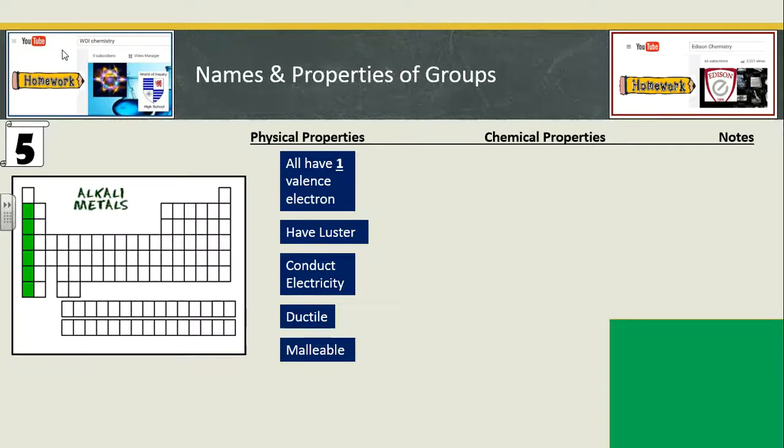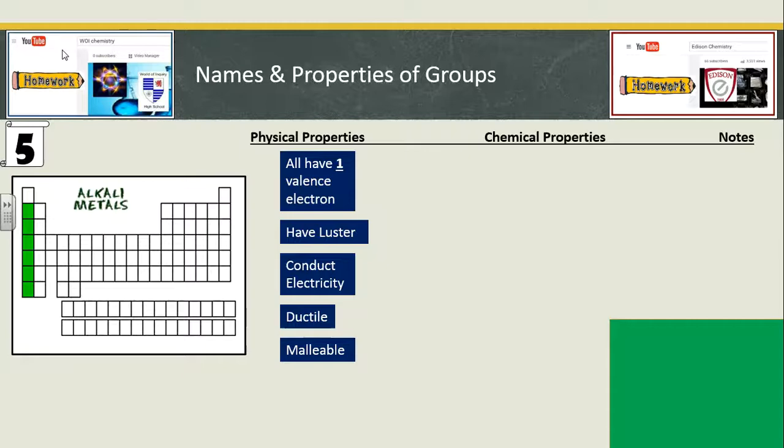Luster means shiny. Conduct electricity, you know what that means. Allows electrons to pass through. Ductile means to draw into wire. Malleable means to pound flat. These are the 4 properties of metals. So the alkali metals have physical properties of metals. I'm going to make you write those a lot in this video because later you're going to be asked, what are the properties of metals? Those are the properties of metals, those 4 things: luster, conduct electricity, ductile, and malleable. We need to know those 4.